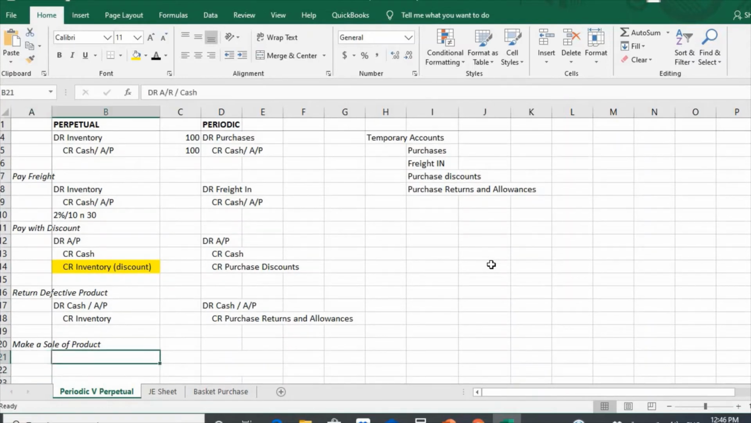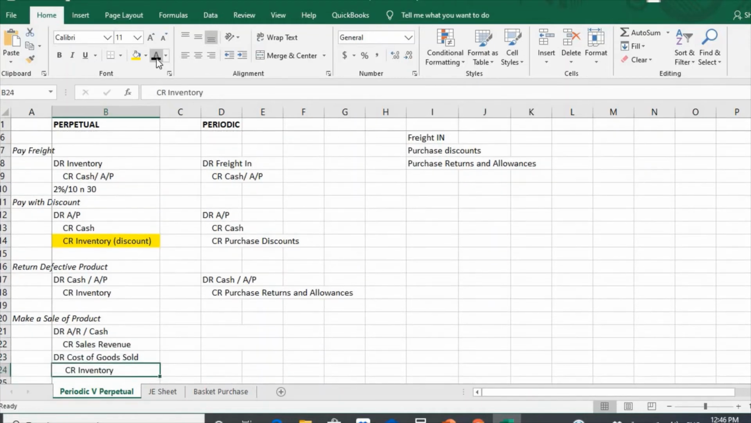All right, now, when you make a sale of a product, under the perpetual system, you're going to debit however they pay, so accounts receivable or cash, and we're going to credit revenue. But we also have to do the second part of the entry, where we record the cost of goods sold immediately and credit our inventory balance. This is something that you're going to have to assume. Anytime there's a sales transaction, unless you're told differently, assume it is a perpetual system and you have to record the cost of goods sold at that time.